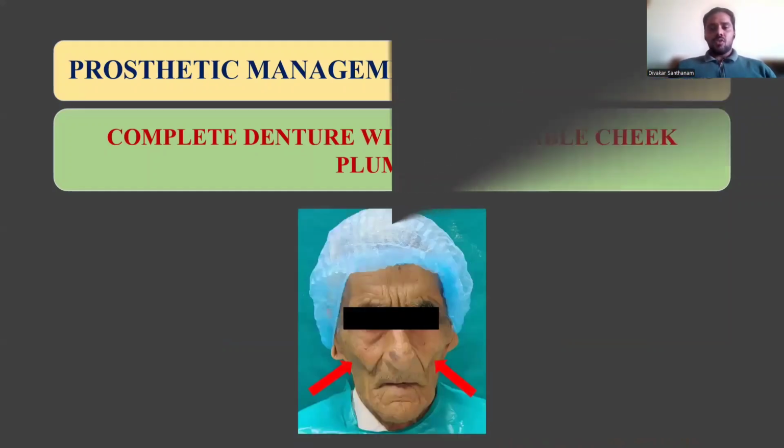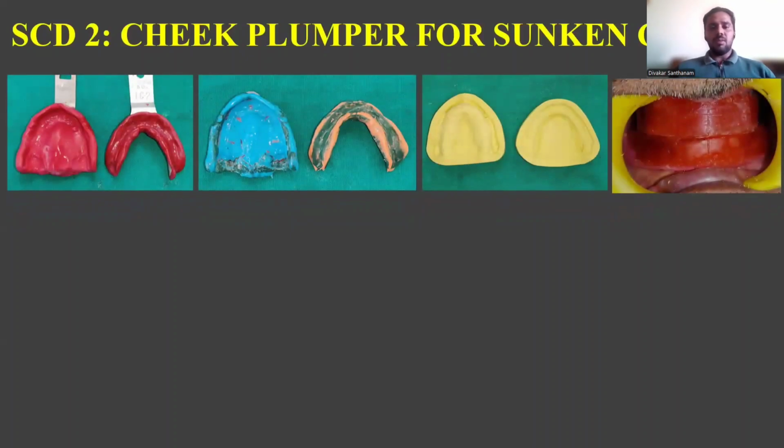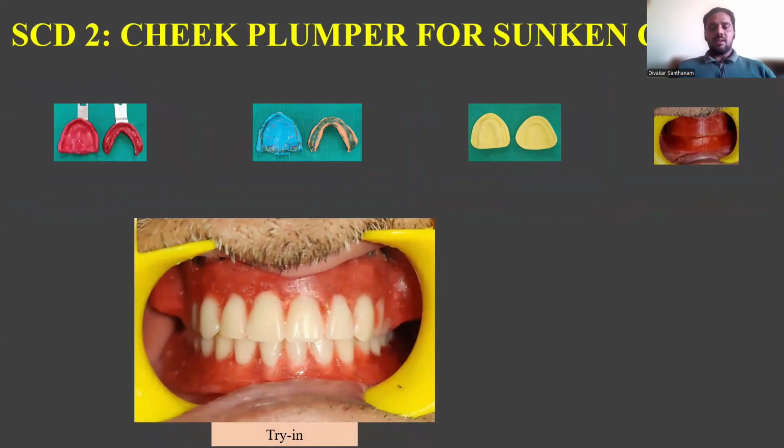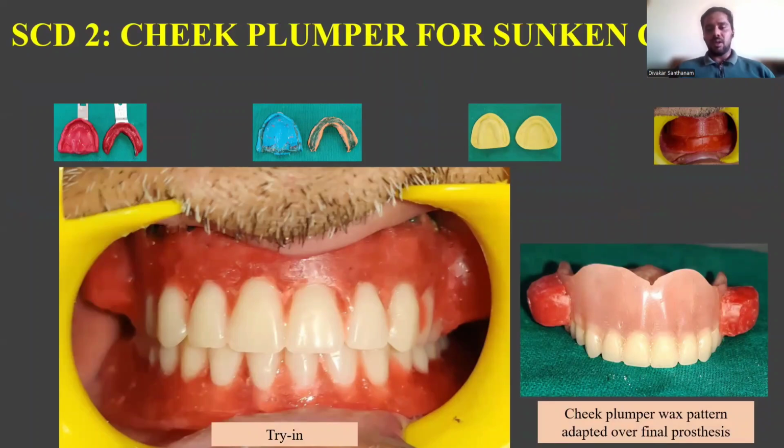Going through the steps, first we did the conventional steps like primary impression and secondary impression for the maxilla in the conventional manner. But for the mandible, because of the resorption, we went for all-green, and then master cast and jaw relation and try-in were done. After trying, we placed a block of wax at the buccal surface of the flange area near the premolar to molar, and we elevated the cheeks to reduce the sunken cheeks. After this, the cheek plumper was removed from the denture. The denture was cured separately.